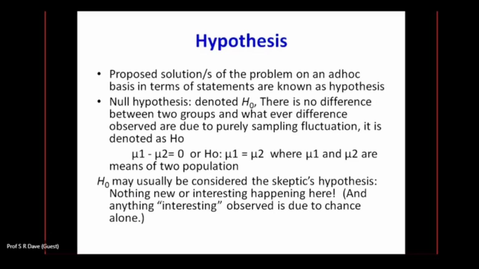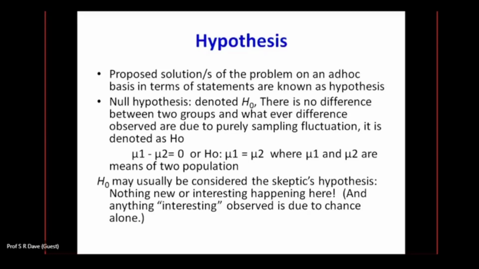In H0, mu1 minus mu2, the mean value of the first set and the mean value of the second set, is 0. Or we can say mu1 is equal to mu2, where mu1 and mu2 are the means of the two populations. This indicates that there is no difference between them. H0 may usually be considered the skeptical hypothesis, nothing new or interesting happening there.